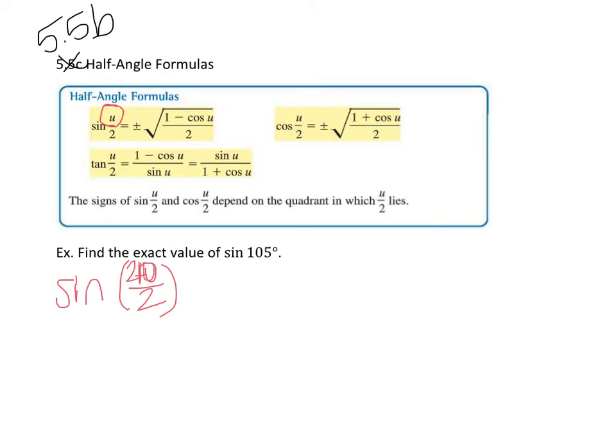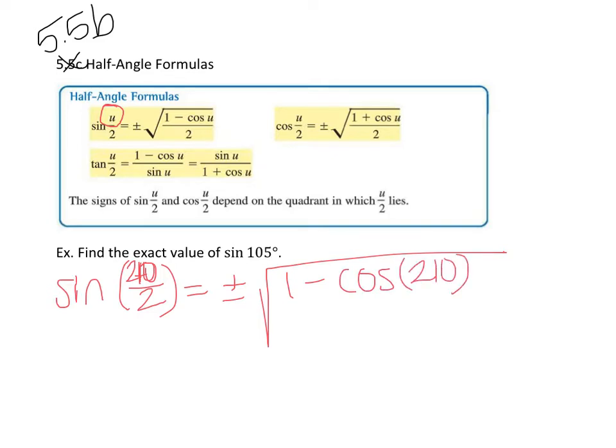Okay, if you'll notice on your unit circle, 105 is not a friendly angle, but 210 degrees is. So this 210 is my u that I'm going to be plugging in here. So plus or minus square root 1 minus cosine of 210. Notice I'm only putting in the top number, not the over 2, divided by 2. And now I'm answering the question, what is the cosine of 210?